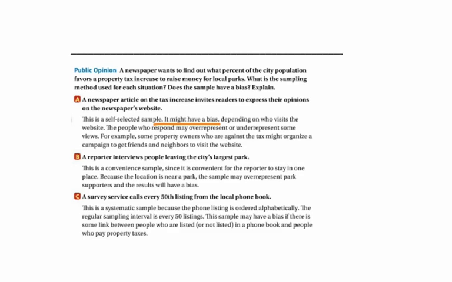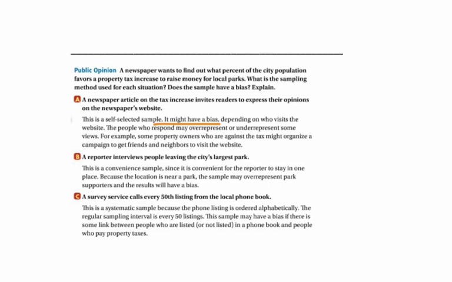I've had students point out that not everyone has internet access, or would be able to go to the website. My dad still thinks the internet is inside a computer. Okay. So he's not going to go to a website and he's not voting on anything. So he would not be represented. Second option is a reporter interviews people leaving the city's largest park. This is a convenient sample since it's convenient for the reporter to stay in one place.